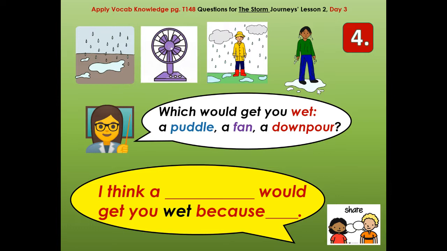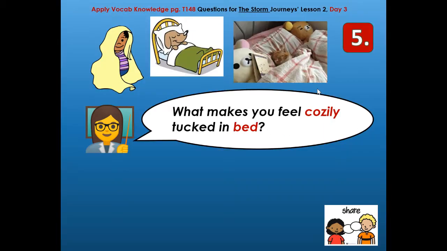Okay, well, I think a puddle would get you wet if you jumped in it, but if you didn't jump in it, I don't think it would. I also think a downpour would get you wet because that means a huge amount of rain comes down all at once. Even if you had the right clothing on, there would be so much rain that I bet you would still get very wet.